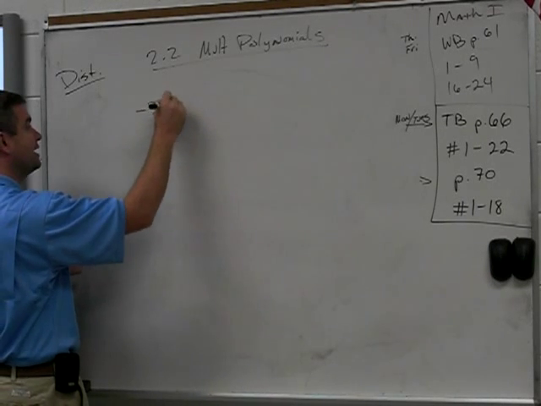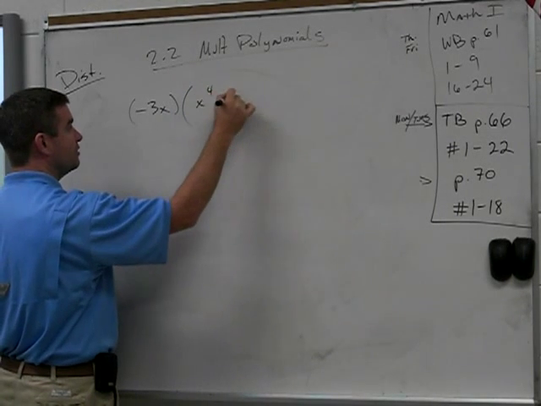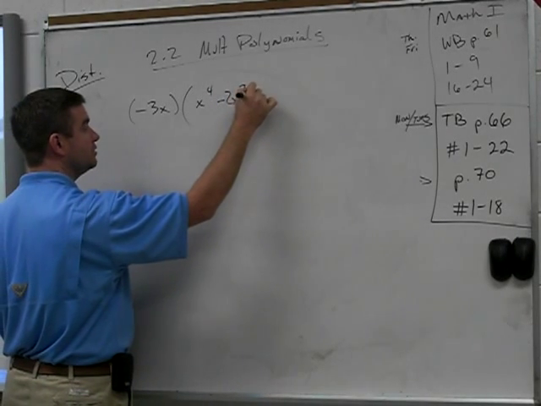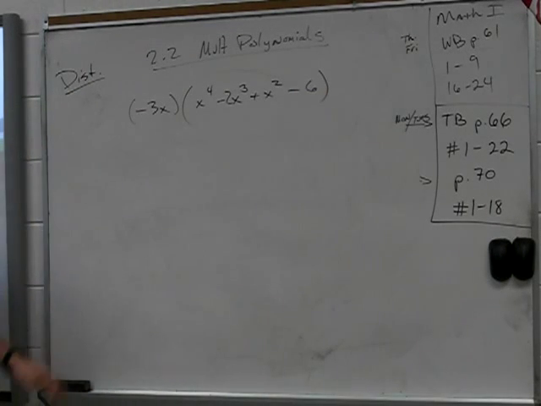Negative 3x times x to the 4 minus 2x cubed plus x squared minus 6. How many different times are you going to have to distribute in this problem? 4 times. What are we multiplying here? Something times something. What are we multiplying? A monomial times a what? Polynomial. If you had to guess, how many terms would your answer have? 4. Probably 4 terms. Okay?